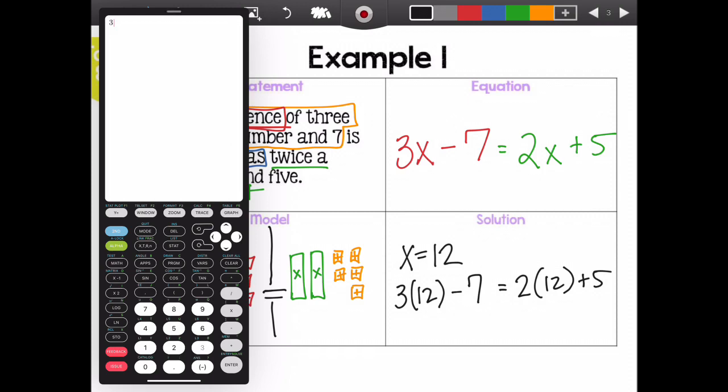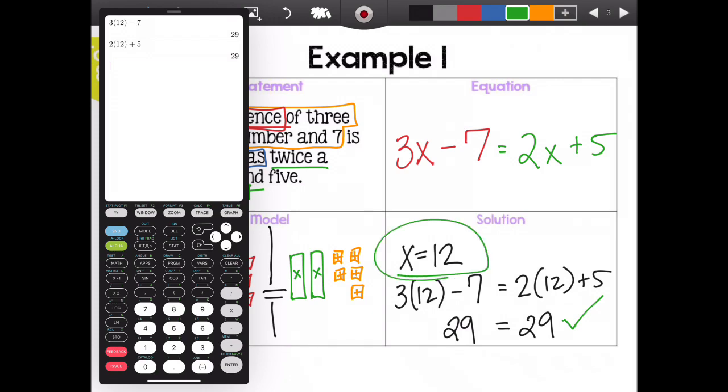So 3 times 12 minus 7 gives me 29 on the left side. If these are equal, I should also get 29 on the right side. So 2 times 12 plus 5. And yes, I get 29 on both. So x equals 12 is my solution. All right. Okay, so let's go ahead and work another one.